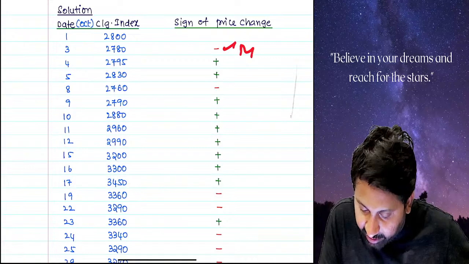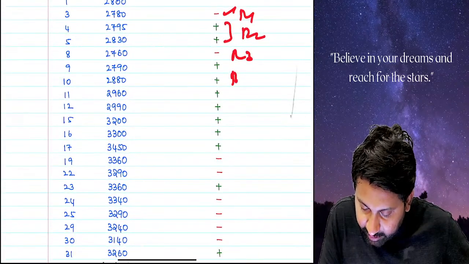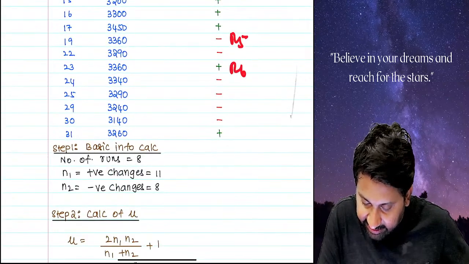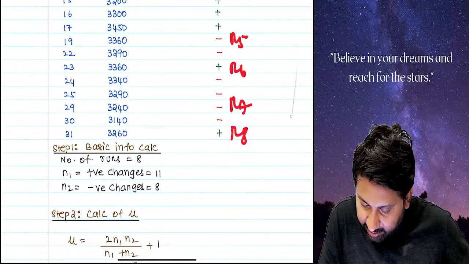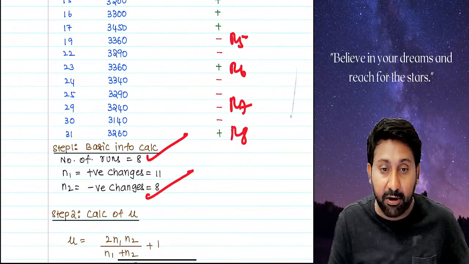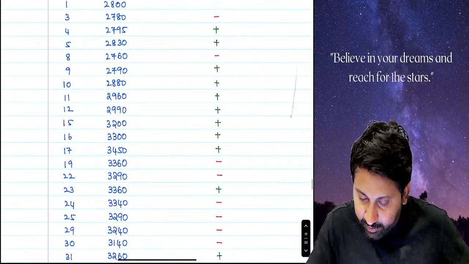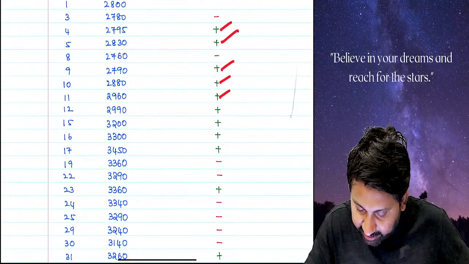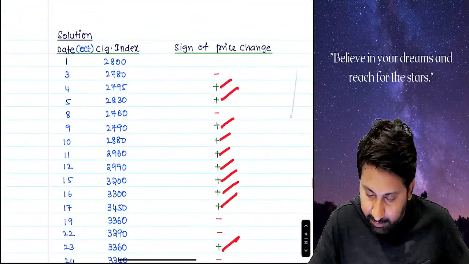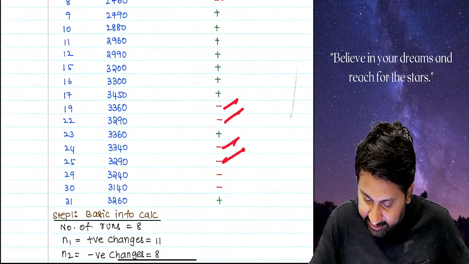This is run 1, this is run 2, run 3, run 4, run 5, run 6, run 7, run 8. That's why the number of runs is 8. Next, how many positive symbols? 1, 2, 3, 4, 5, 6, 7, 8, 9, 10, 11. Minus symbols: 1, 2, 3, 4, 5, 6, 7, 8.